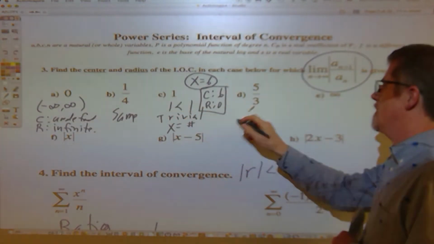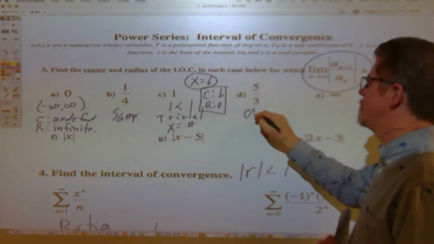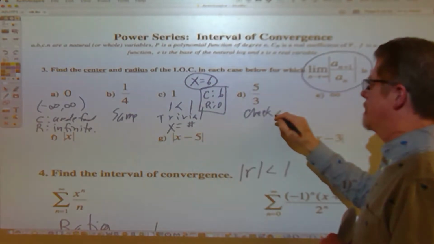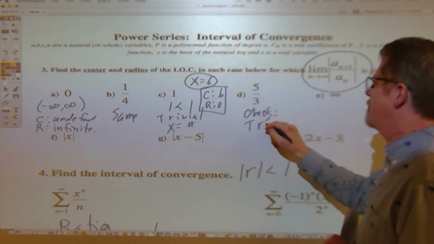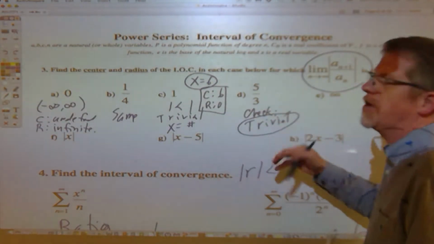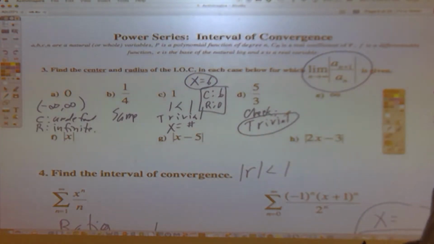Just like 1 is never less than 1. So that's another thing where you have to check. Just go back to the original series. It's going to be trivial. Basically, there's going to be only one number in the interval of convergence.